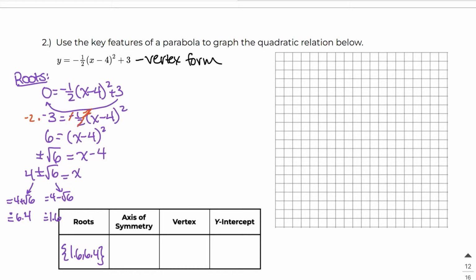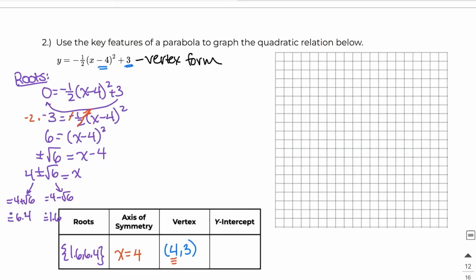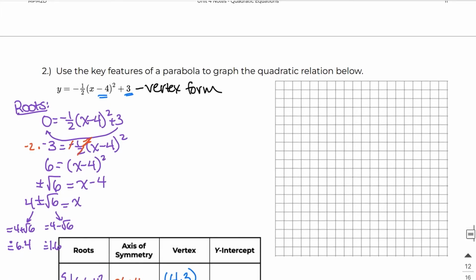We know here that our vertex is going to have to be positive 4, because that's our h value, and then positive 3, because that is our k value. And then we also know that our axis of symmetry is going to be at x equals 4, because it's always going to be whatever the x value is in the vertex. It's always going to be x equals h, and h in our example here is 4.